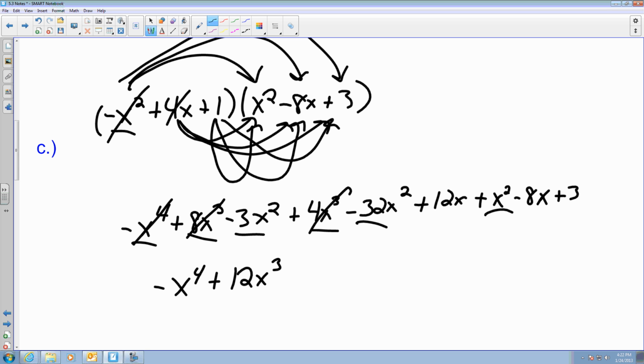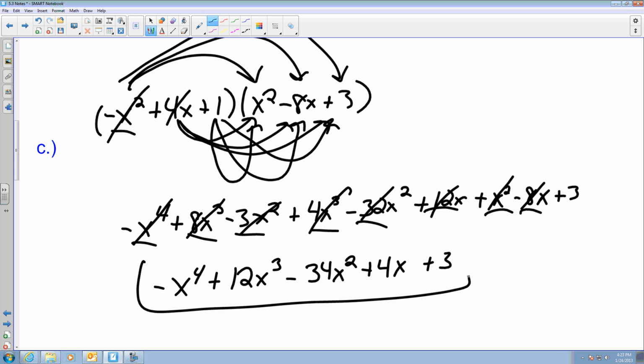So that leaves me with negative 34x squared. My x's are there and there, so that leaves me with plus 4x. Cross it out, cross it out. And just plus 3, just one constant. So that's my answer.